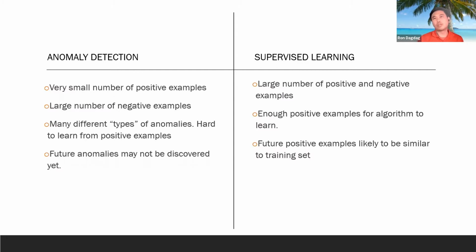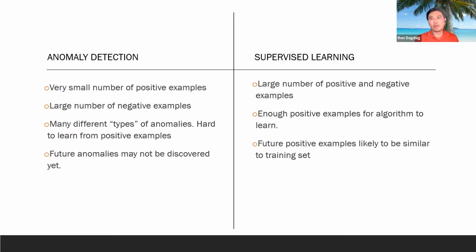So when do you use anomaly detection, and in machine learning, some supervised learning, right? Anomaly detection is very good when you have a very small subset of positive examples. It rarely happens in your data set that you have anomalies. Or you have a large number of negative examples. Negative examples, that means it's normal. It's not the abnormal circumstance.